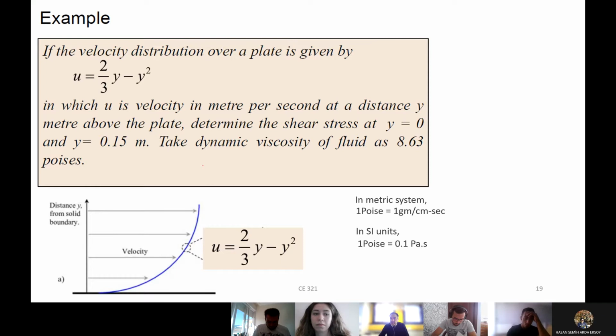So please look at this example, and I will give you 5 minutes to solve this example. You have to use Newton's viscosity law. Go ahead.